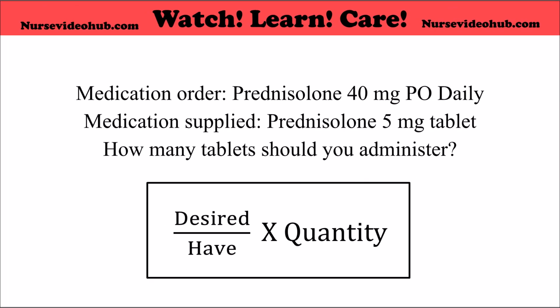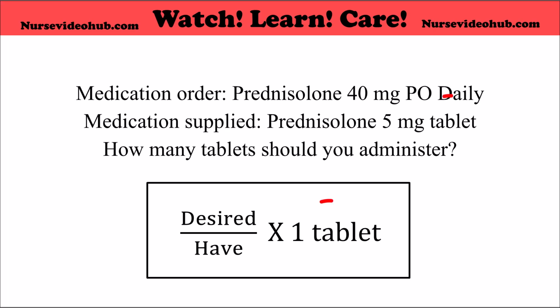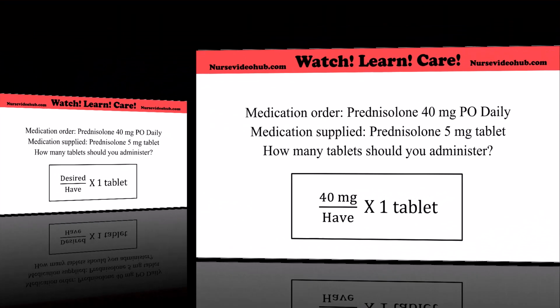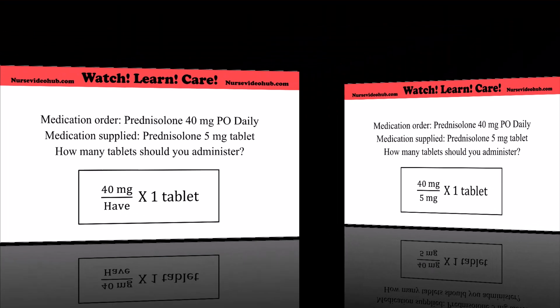Let's complete another calculation. The medication order is prednisolone 40 milligrams PO daily. The medication supplied is prednisolone 5 milligram tablets. How many tablets should you administer? The quantity or form is 1 tablet. Place that in the formula. The desired or prescribed amount is 40 milligrams. Place that in the formula.